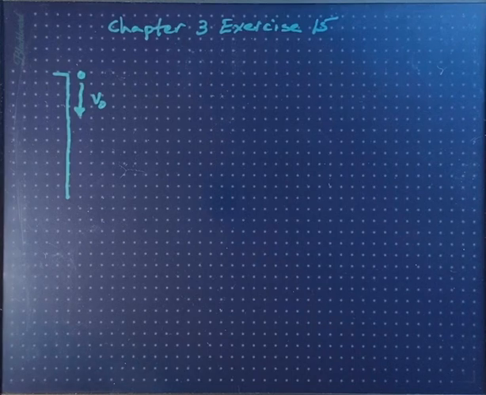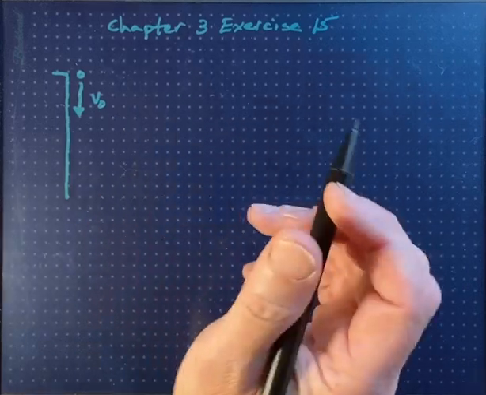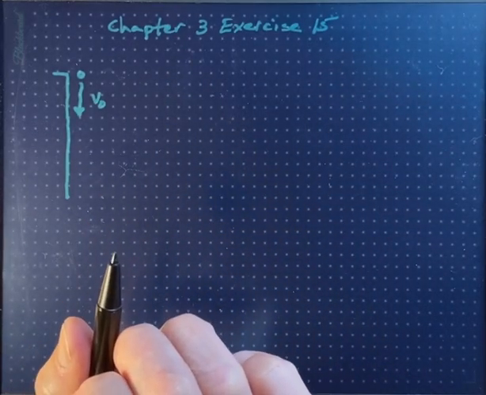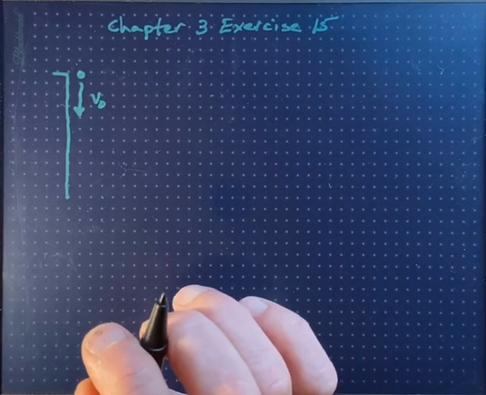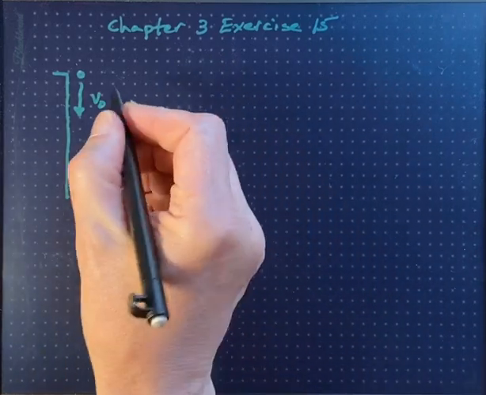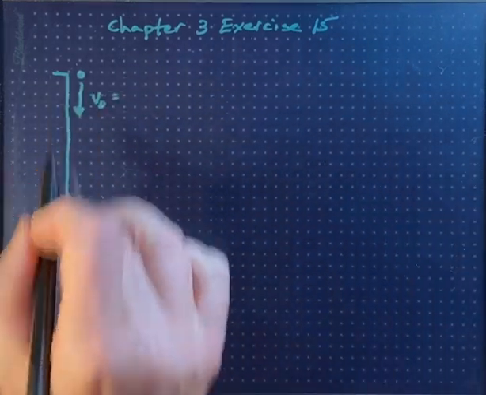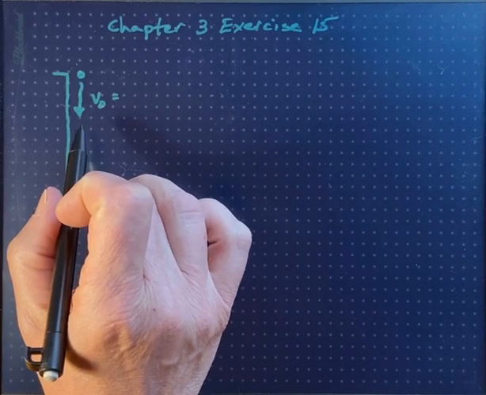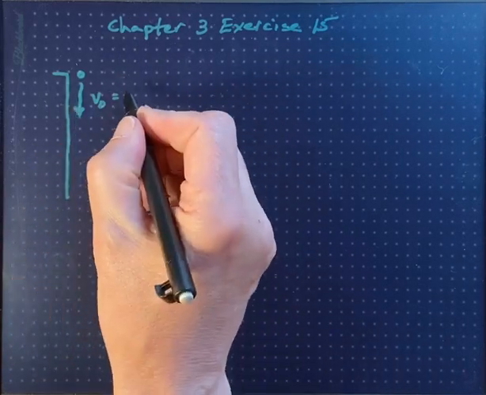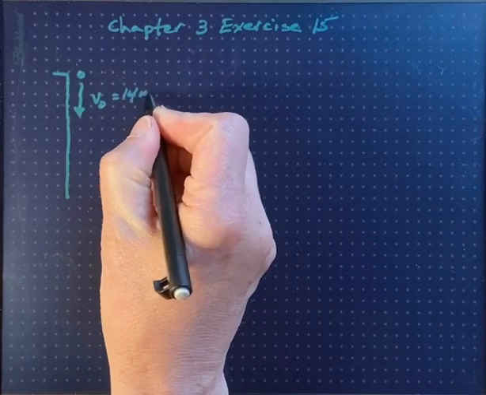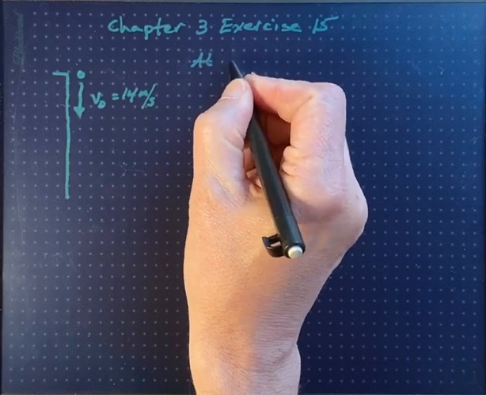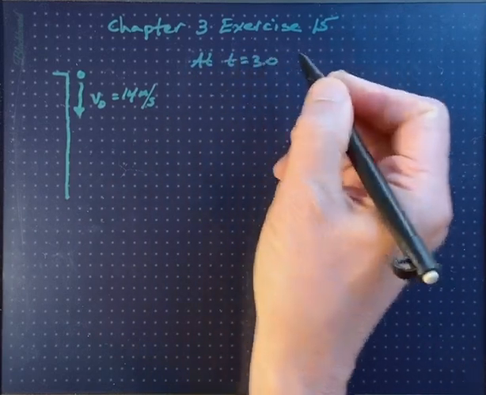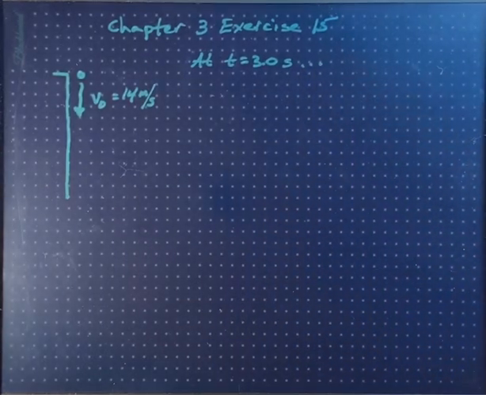In any case, it asks what happens about a ball that gets thrown downward at 14 meters per second. This question asks only what's the velocity of the ball 3 seconds after it's thrown downward. So I put the ball at the top of a tall building, drew an arrow to indicate that its initial velocity is downward, and that's 14 meters per second. The first part of the question is, at time equal 3 seconds, what is the ball's velocity?